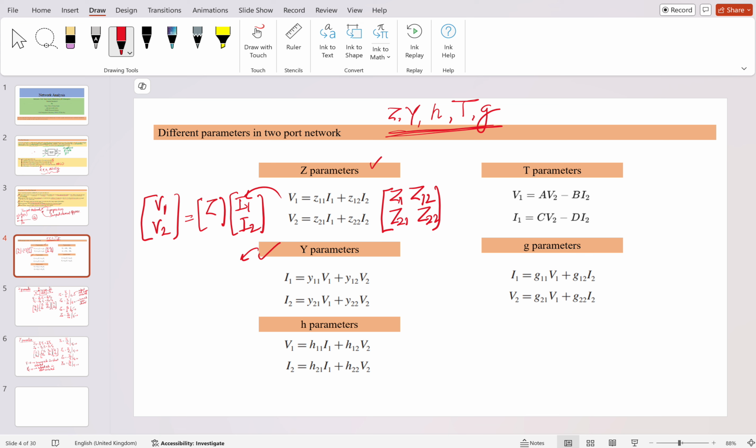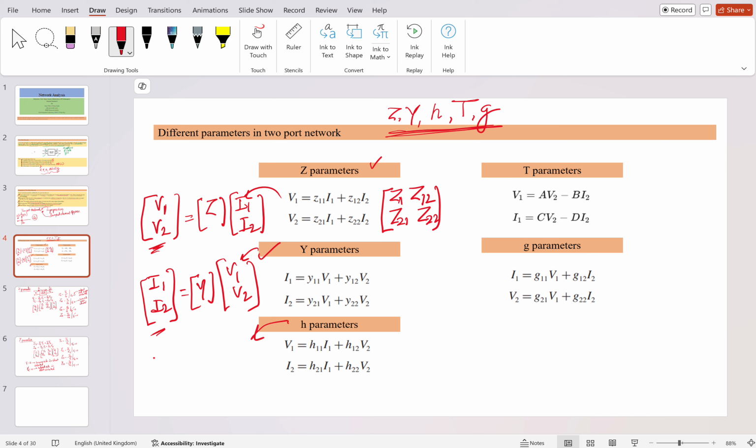Similarly, when you see the Y parameters, you will get I1, I2. If you face any doubt in between, just let me know. It is equal to the Y matrix times V1, V2. And these input parameters you have to remember. Basically, V2 is the input parameter in the Z, and in the Y parameter, I1, I2 is the input parameter in the Y matrix basically.